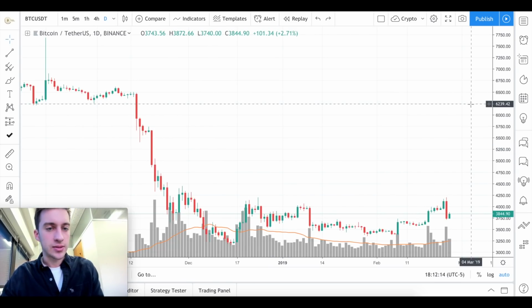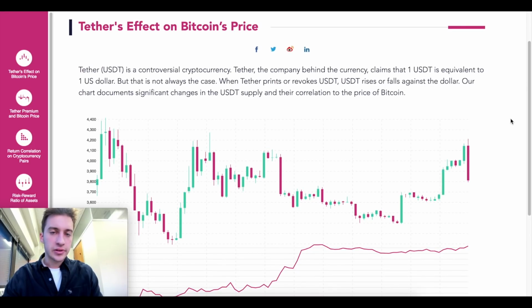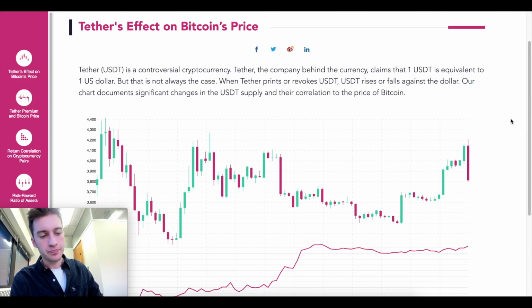Now let's get into Tether. The first thing I want to talk about is what effect Tether's printing or Tether's revoking has on the price of Bitcoin. But before we talk about this, I do want to talk about what Tether is, in a very basic sense, for those who may not know.